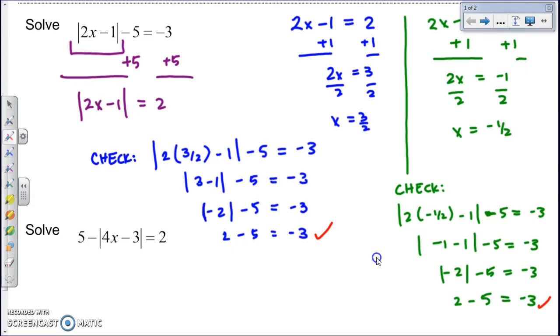You want to check both of your answers because one of the answers may not be correct, and then your solution would only really have one. So be sure to check your solutions.